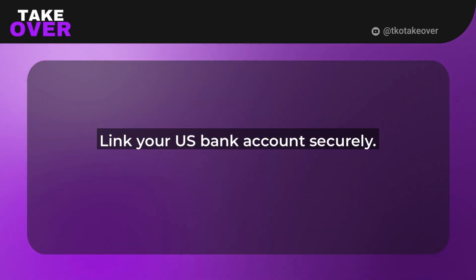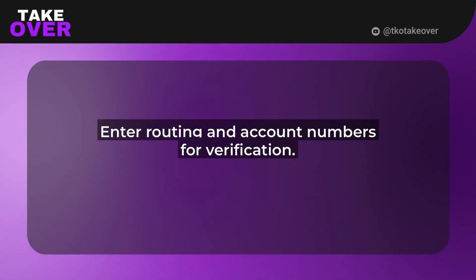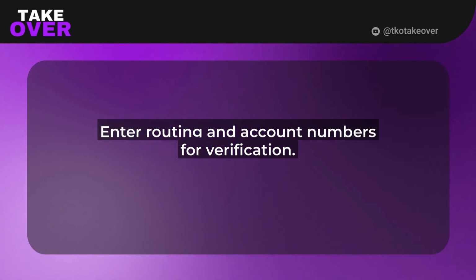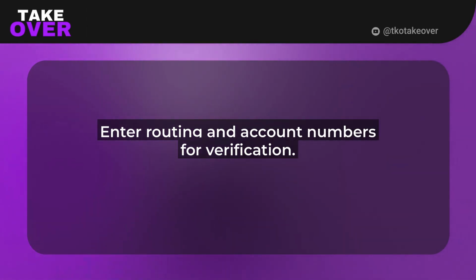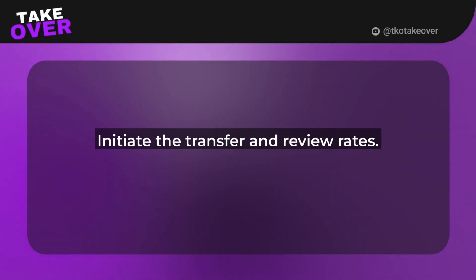Next, link your US bank account. Once logged in, go to the Add Funds or Bank Account section. You'll be prompted to enter your bank's routing and account numbers. Remitly uses bank-level encryption, so your info is protected. In 2025, you might see new options for instant verification via Plaid or similar services, which could speed things up.